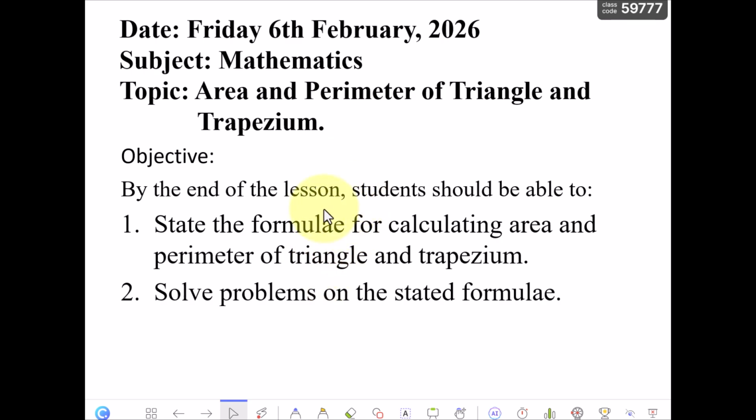All right, let's go straight to today's lesson. In today's lesson, we are looking at the formulas for calculating area and perimeter of triangle and trapezium. And we are going to solve simple problems using the stated formula. All right, that is that.